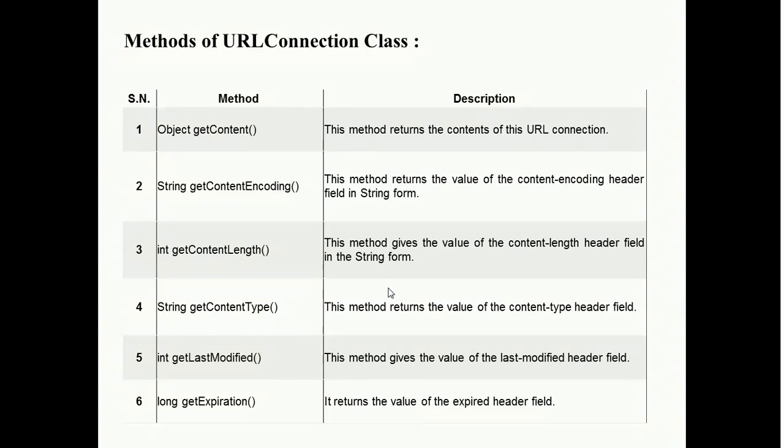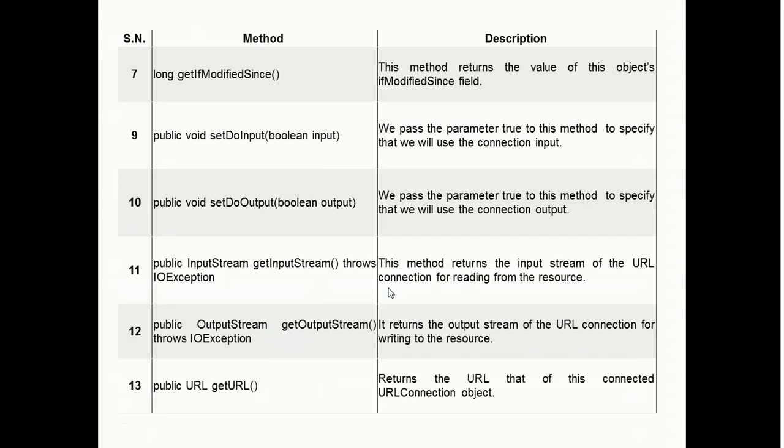The sixth method is getExpiration. It returns the value of the expires header field. The seventh method is getIfModifiedSince. This method returns the value of the object's if-modified-since field. The next method is setDoInput, which takes a boolean value. If we pass the parameter true, it specifies that we will use the connection for input.